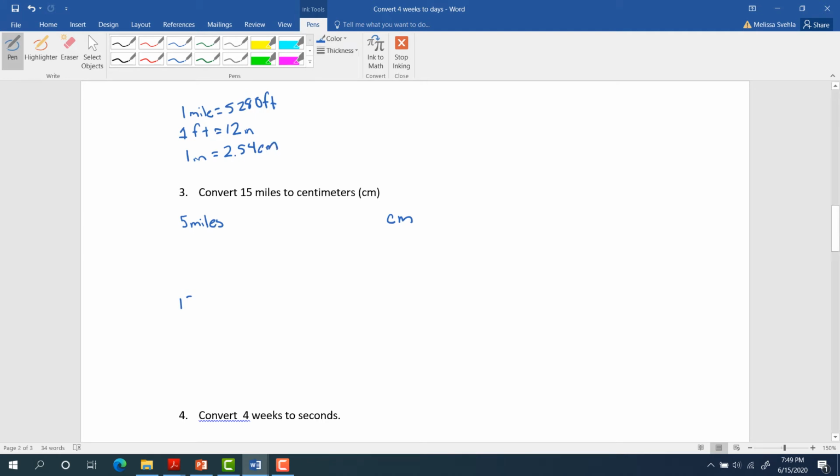So the way I want to think about this is I want to go from miles to feet, feet to inches, inches to centimeters. I'm looking at what I start with and what I end with, and I want to think about the missing links in between. This is going to be an important skill. So if I convert 5 miles to centimeters, let's take a look at this right here.